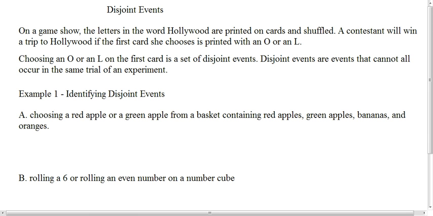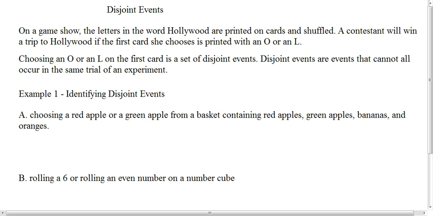So let's take a look at what we're talking about, and look at two choices to see if we can determine which is which. On a game show, the letters in the word Hollywood are printed on cards and shuffled. A contestant will win a trip to Hollywood if the first card she chooses is printed with an O or an L. Without worrying about the actual probabilities, let's just understand that choosing an O or choosing an L on the first card is a set of disjoint events. Disjoint events are events that cannot both occur in the same trial of the experiment.